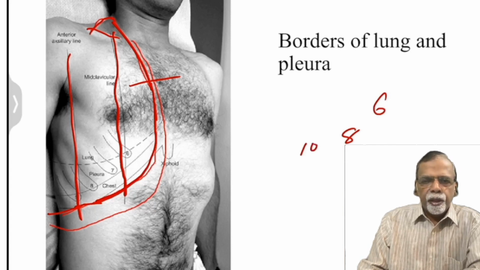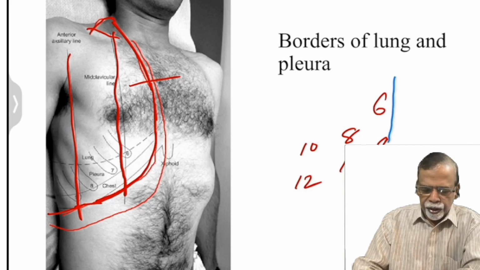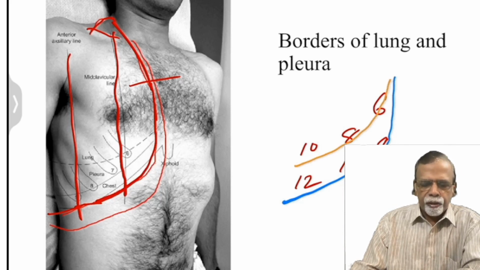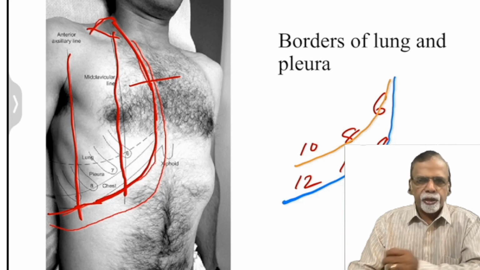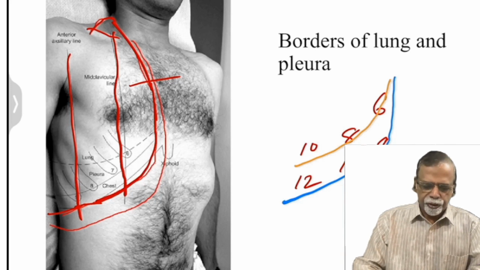The pleura will be descending 2 more spaces below. So it becomes 8, 10 and 12. This is something that you should keep in mind. The pleura will be 8, 10 and 12 and the lung will be 6, 8 and 10 in the midclavicular, mid-axillary and posterior scapular line. So when you examine the patient, this anatomy should be kept in mind.